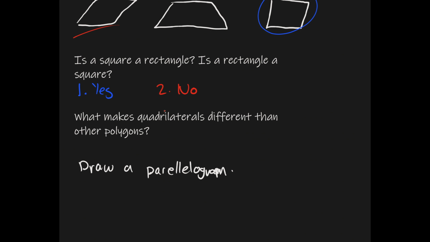Okay, and now the second to last one. What makes quadrilaterals different than other polygons? I want you to think about this. It has 4 sides. The only thing different from any other polygon is it has 4 sides. And now draw a parallelogram.